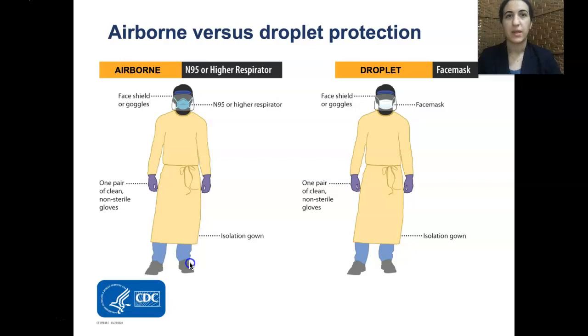Let's take a moment to review the difference between personal protective equipment, or PPE, and airborne and droplet exposures. In airborne protection, respiratory protection is added on to droplet protection by changing the face mask to be an N95 respirator or greater.